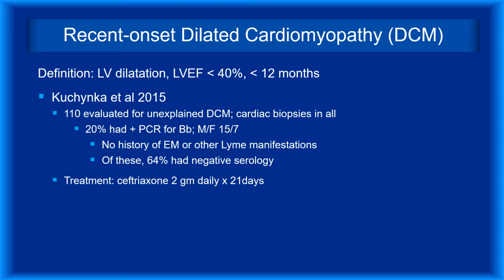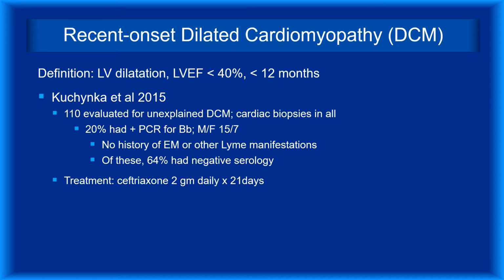Myocardial dysfunction due to Lyme disease isn't always acute. The potential link between Lyme and dilated cardiomyopathy continues to be debated. This paper provides strong evidence of an association, if not a direct cause and effect relationship. Of the 110 patients evaluated for unexplained dilated cardiomyopathy, 20% had a cardiac biopsy which was PCR positive for Borrelia burgdorferi sensu lato species. Despite this direct evidence of infection, only 36% of these patients had positive two-tier serology.